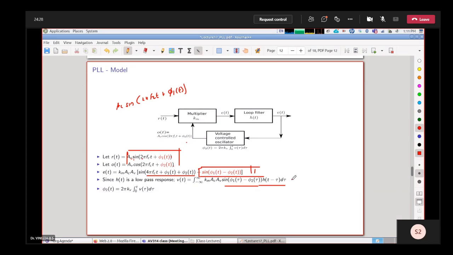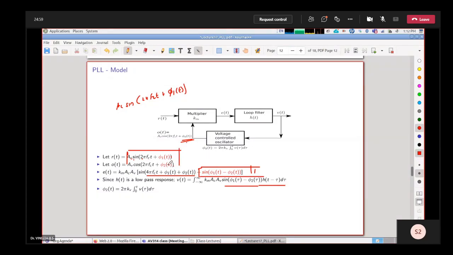No, sir. Okay. Now phi 2 of t. So we are going through the loop, and finally we have reached back here. This phi 2 of t that appears here is 2 pi kV times the integral of v of tau d tau. So whatever we have here. Now let us see what will happen. Assume that phi 1 of t is equal to phi 2 of t.